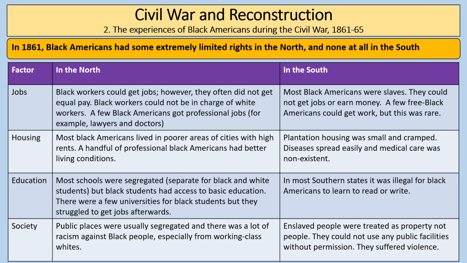In terms of housing, most Black Americans lived in poorer areas of cities in the North with high rents. A handful of professional Black Americans did have better living conditions. In the South, plantation housing was small and cramped, diseases spread easily, and medical care was non-existent.